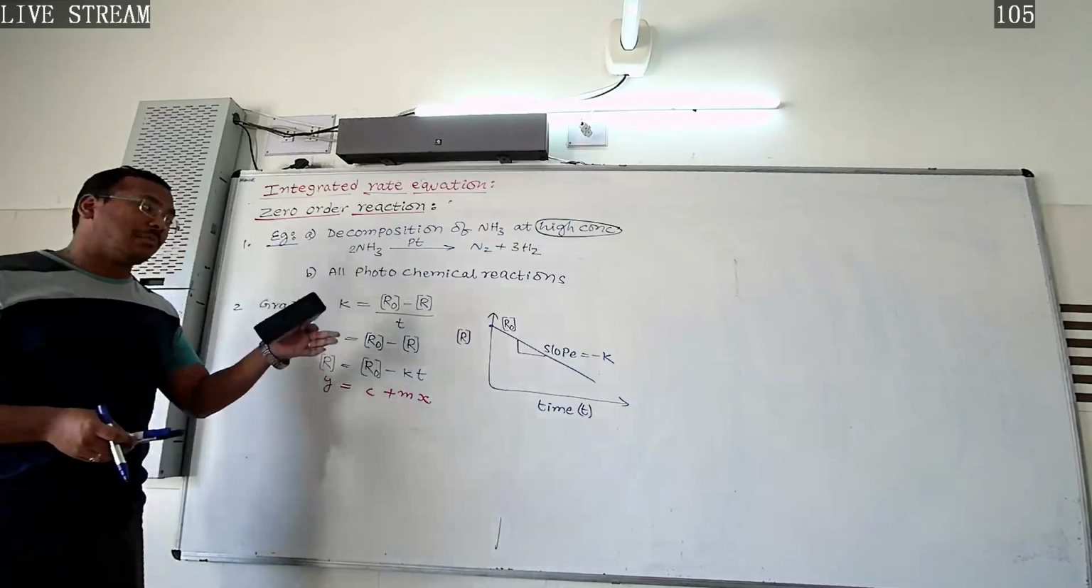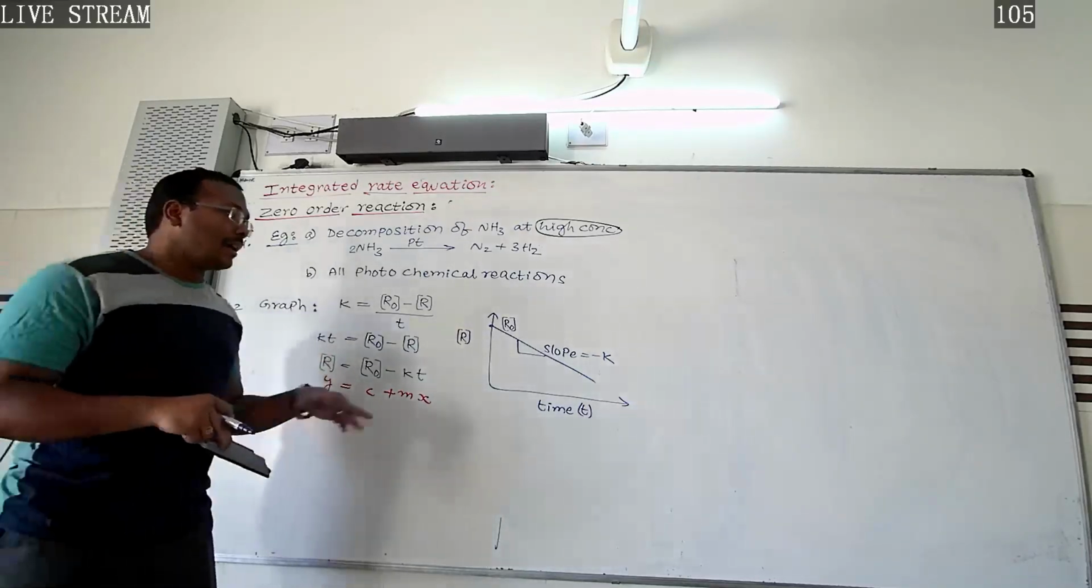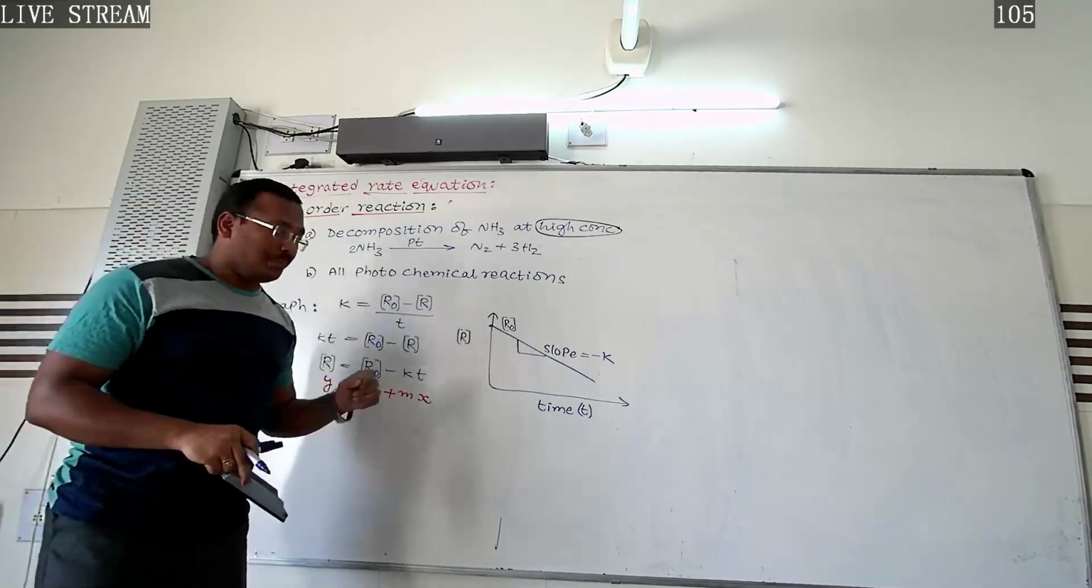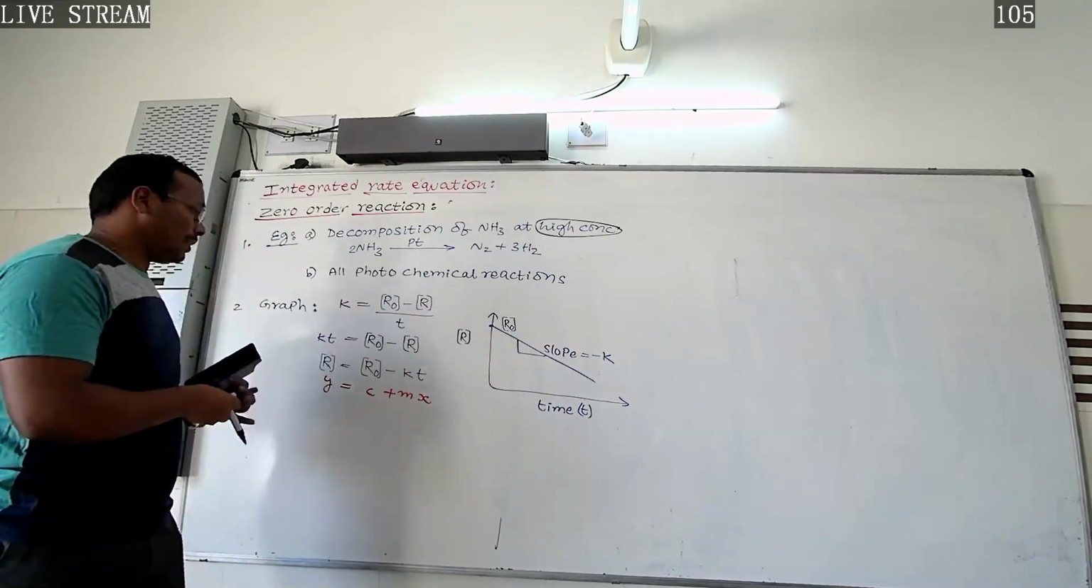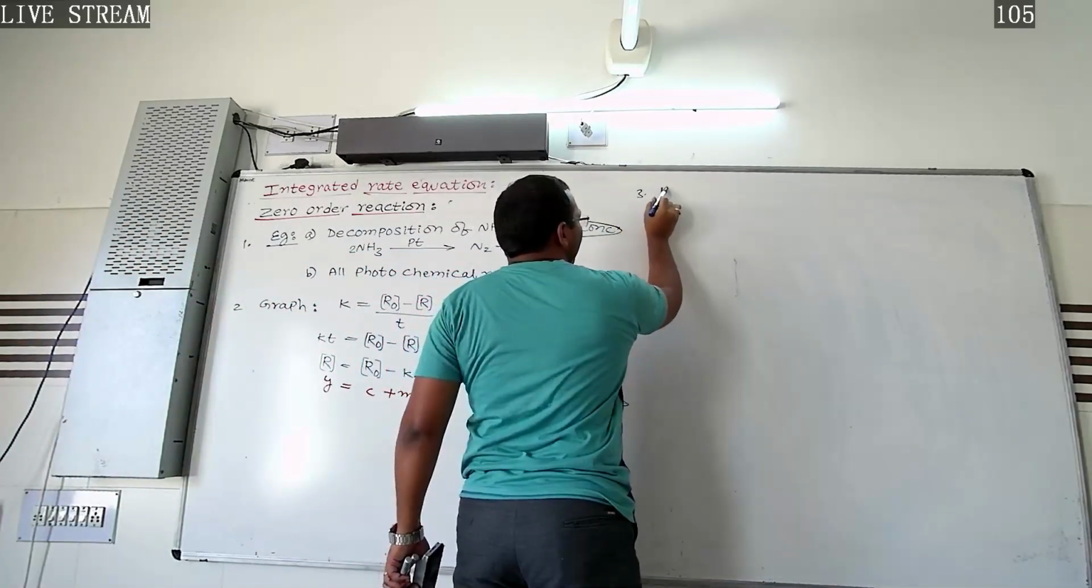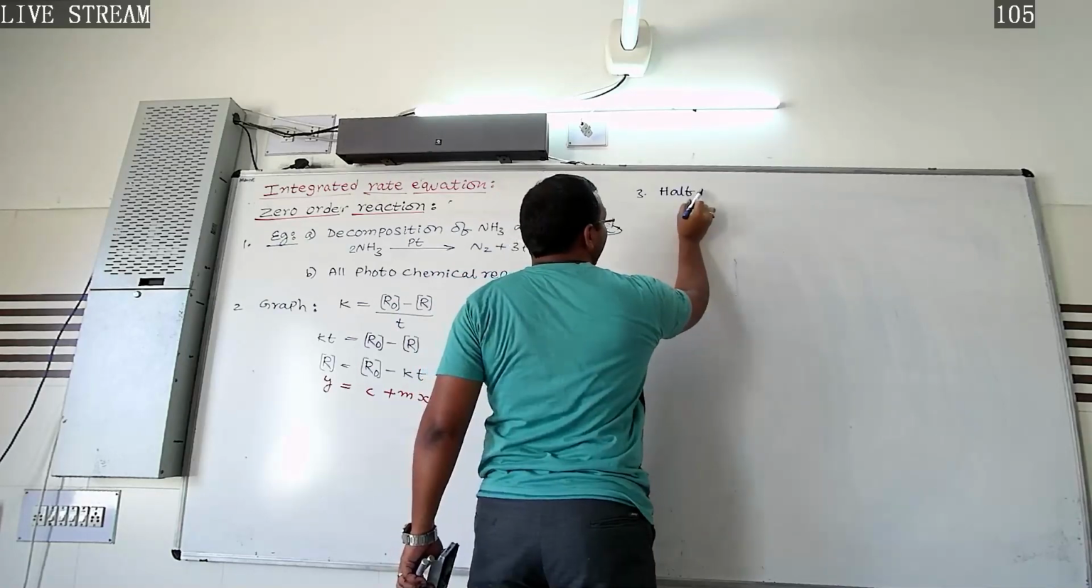In MCQs also, in 1 mark questions also, they will give it like this. A graph will be given and they will ask you to identify the order of reaction. So this is a zero order reaction. Next, the third thing is half-life period.